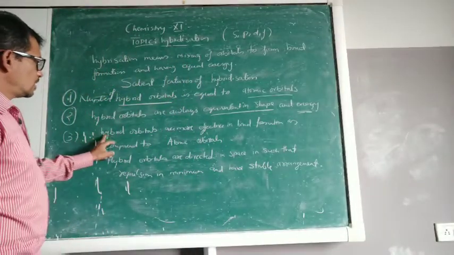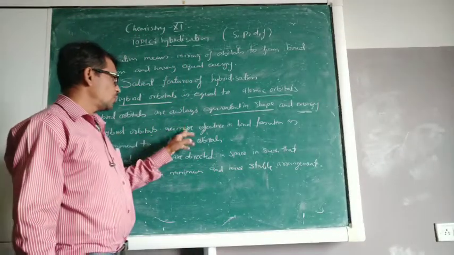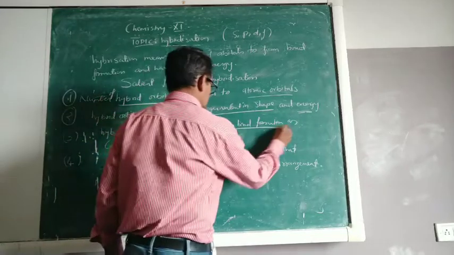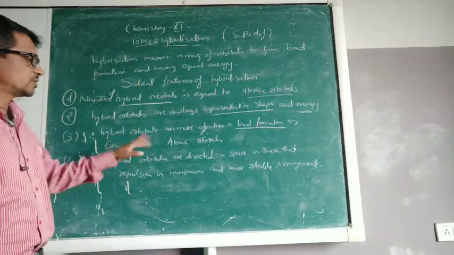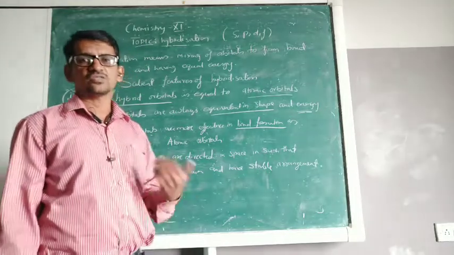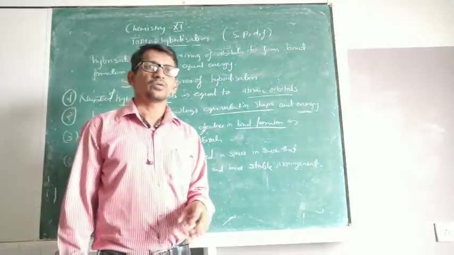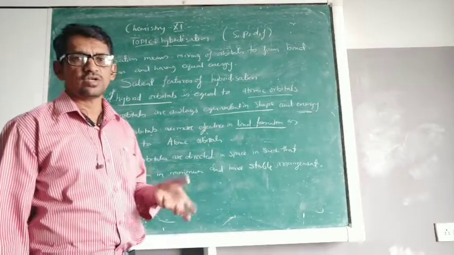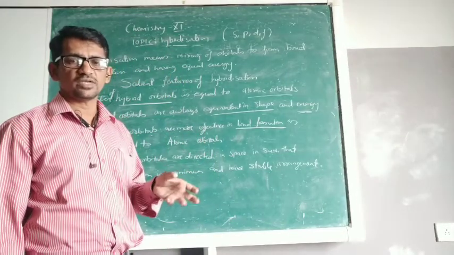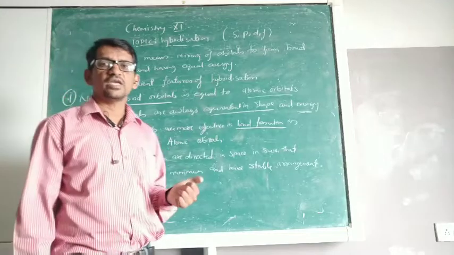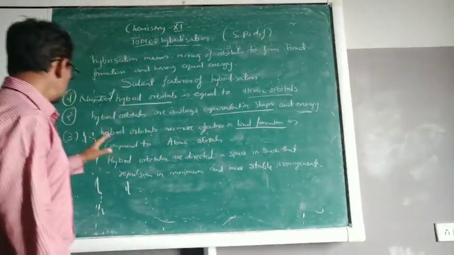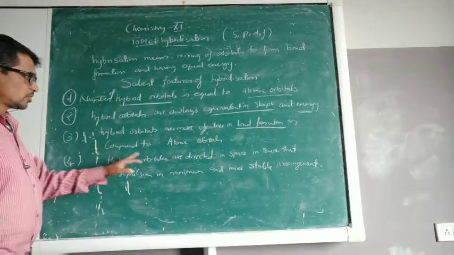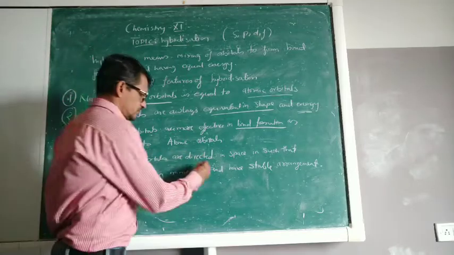Number third, hybrid orbitals are more effective in bond formation as compared to the atomic orbital. Means the chance of formation of bond becomes predominant as compared to atomic orbital. So if hybridization takes place, bond formation takes place more easily. That is number third. Number four, hybrid orbitals are directional in space.